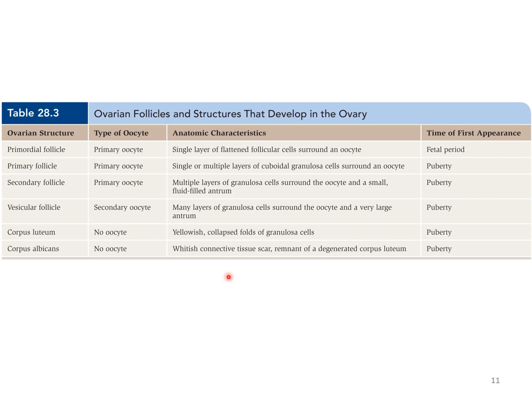So this is just a chart talking about the structure of the follicle, and what type of oocyte is in it, whether it's a primary oocyte, a secondary oocyte, or, in the case of the corpus luteum and corpus albicans, there's no oocyte because these are formed after ovulation takes place. It's a description of the structure and when you first see it.